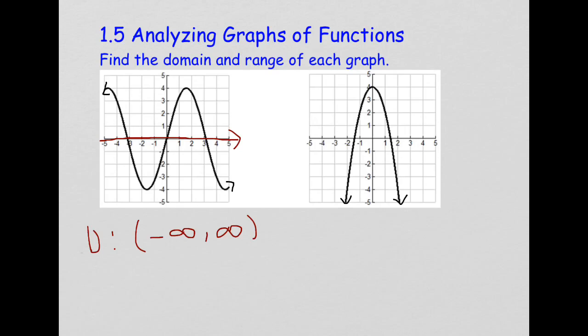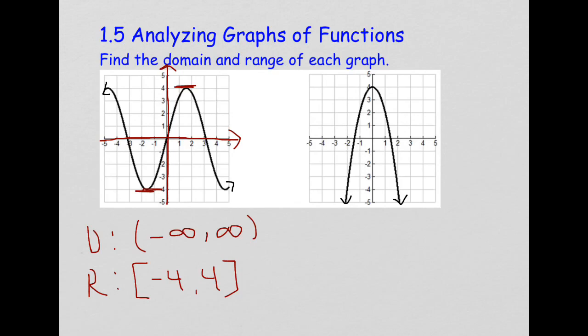Now, looking at the range, we start at the bottom and go to the top, always looking at our smaller number first. And as we look at our range on our function, we see that it's restricted from negative 4 to positive 4. So we write our range as negative 4 to positive 4, using brackets to indicate that we're including both the negative 4 and the positive 4. So there's our domain and range.